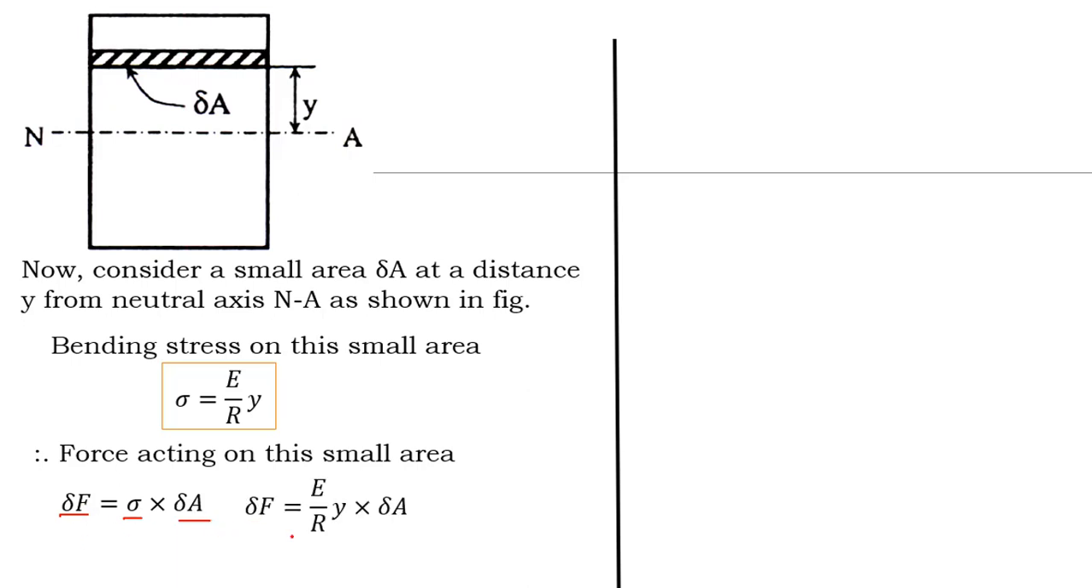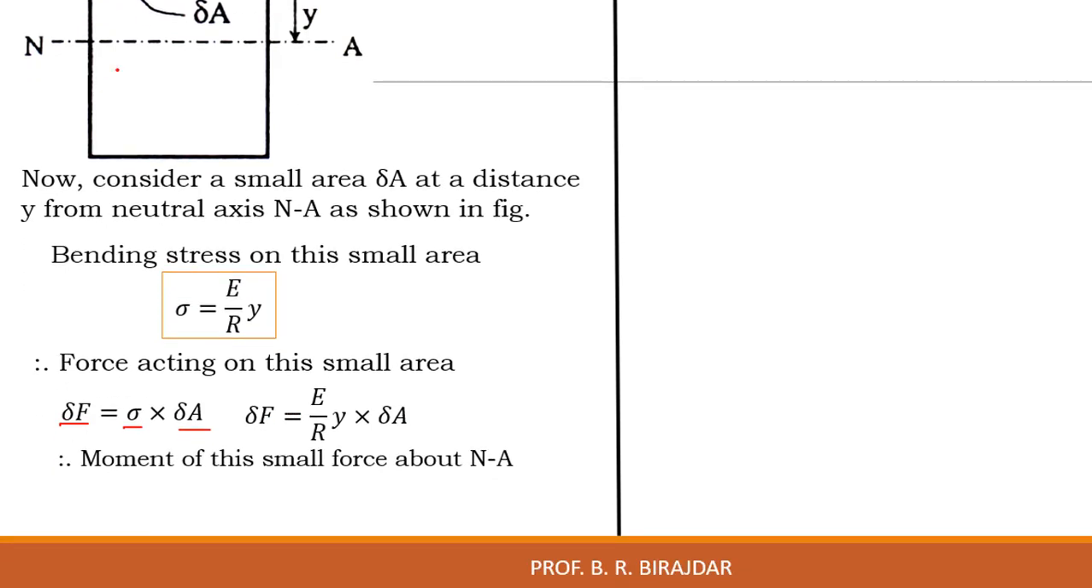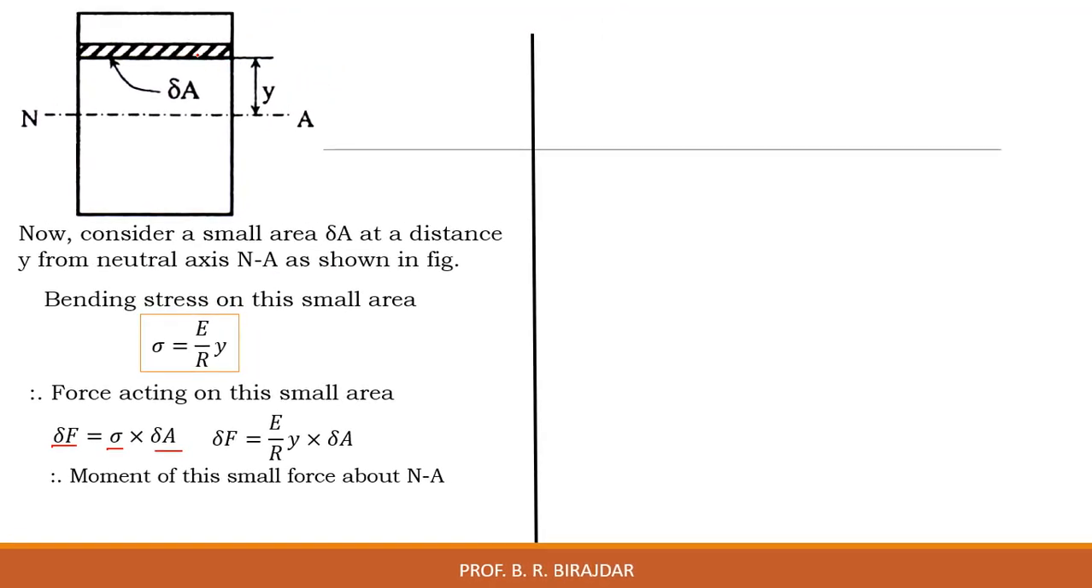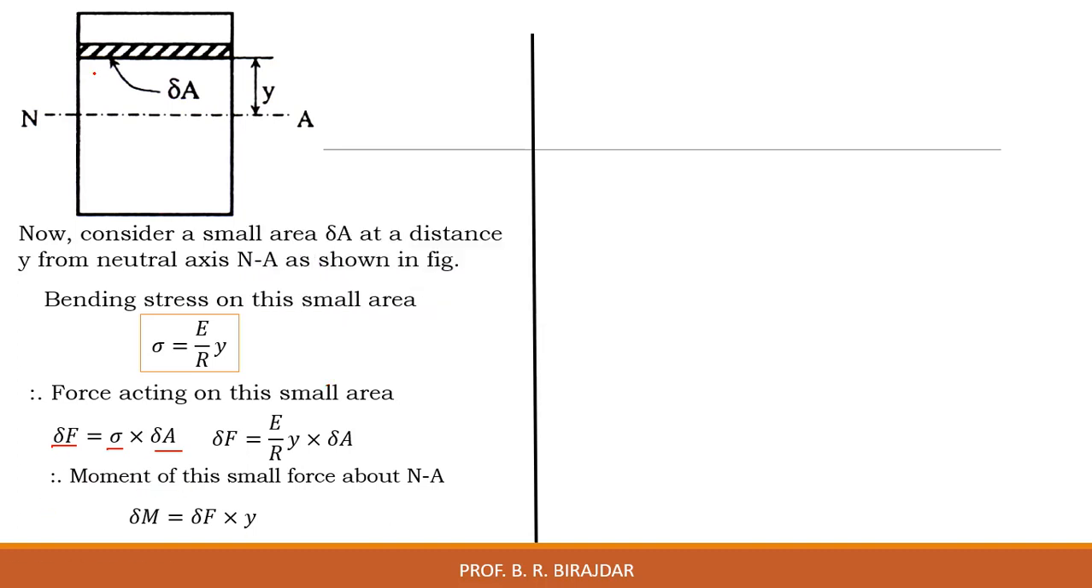So therefore dF is equal to stress, E upon R into y, we put this value here in sigma, and dA as it is. Now whatever the force acting on this small elemental area, this is the force here on this area. Now if you want the moment, it is force into the perpendicular distance, it is acting at a distance y. So if you multiply, then you will get force into perpendicular distance, that is the moment. Now the moment acting on this small area is the force acting, which we already calculated here, and the perpendicular distance, that is y. Now we will put this value here.